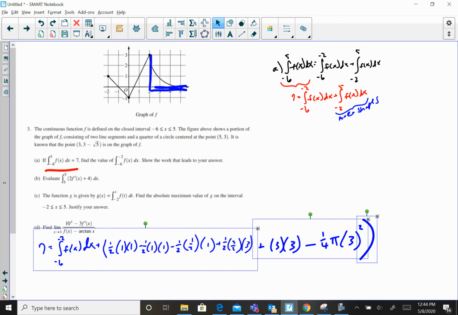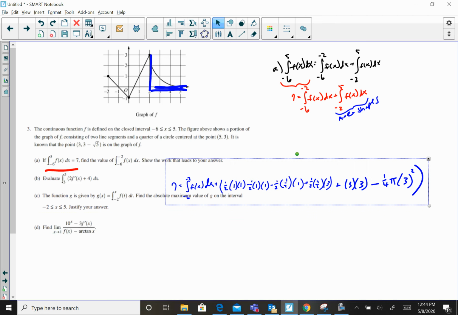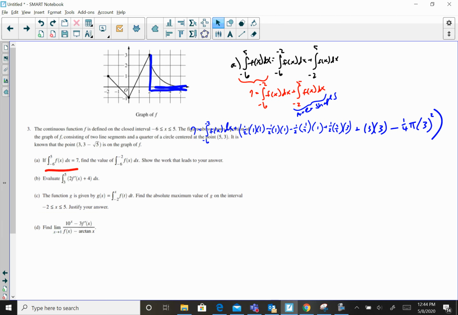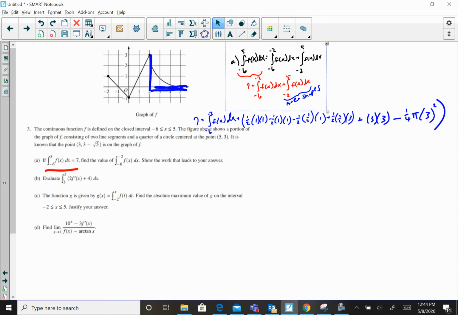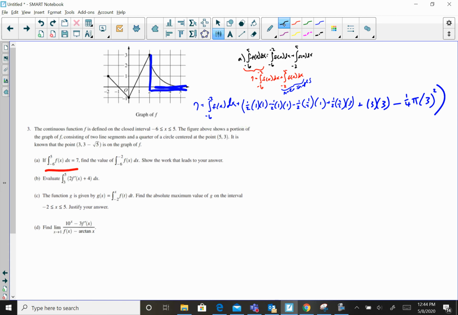Do some math. So I'm going to make this one group, make it smaller, put it up here. All right, so I have 7 equals the integral from -6 to -2 of f of x dx plus, now in here I have 1/2 of 1 times 1 minus 1/2 of 1 times 1, those cancel out. And then I have -1/2 times 1/2, that's a -1/4.